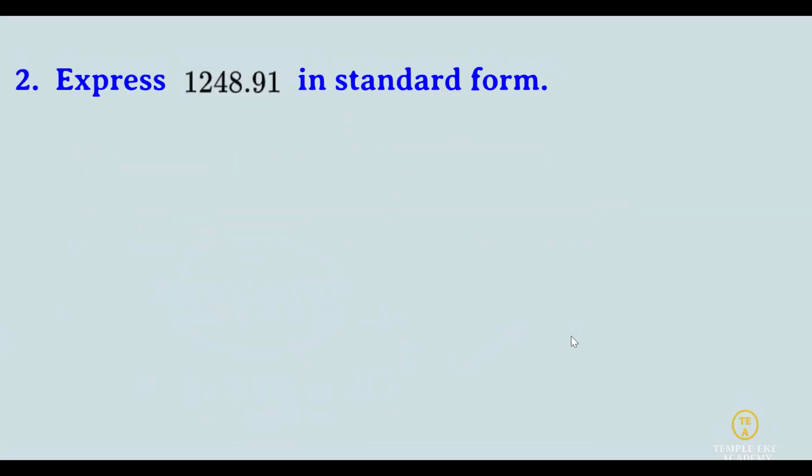All right, another one. Express 1248.91 in standard form. Let's get into it. So I'm going to write this: 1248.91. Step 1, let's recognize the position of the decimal point and move it accordingly. The decimal point position is right here. Now let's move it to the desired location. To standardize this figure, the decimal point needs to be immediately after the first digit, which is not a 0.